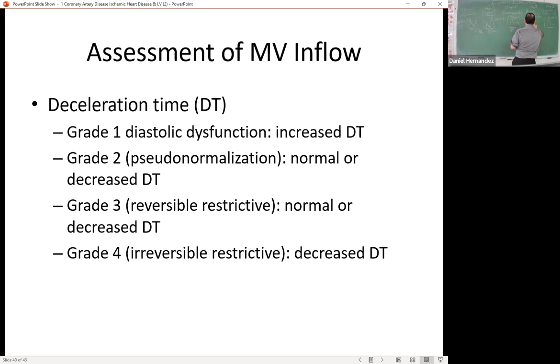So this is where deceleration times now come into effect with your restrictive filling patterns. So with restrictive filling patterns, you're going to have a very short deceleration time. So now deceleration times are going to be less than 140. So it's going to be a very sharp drop from peak E down to the baseline. So you have very short deceleration times, less than 140 milliseconds. And the same holds true with our restrictive. So it's even more severe, less than 140.